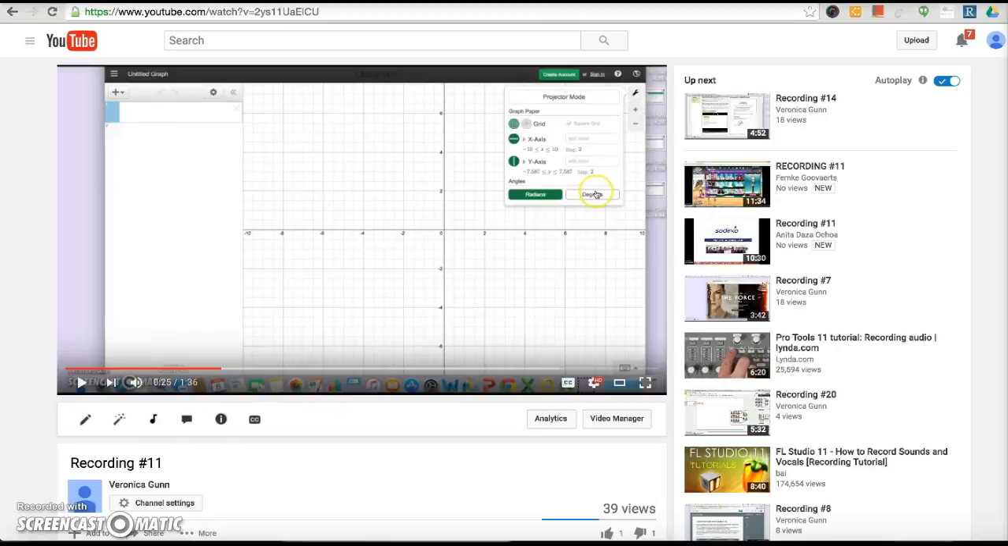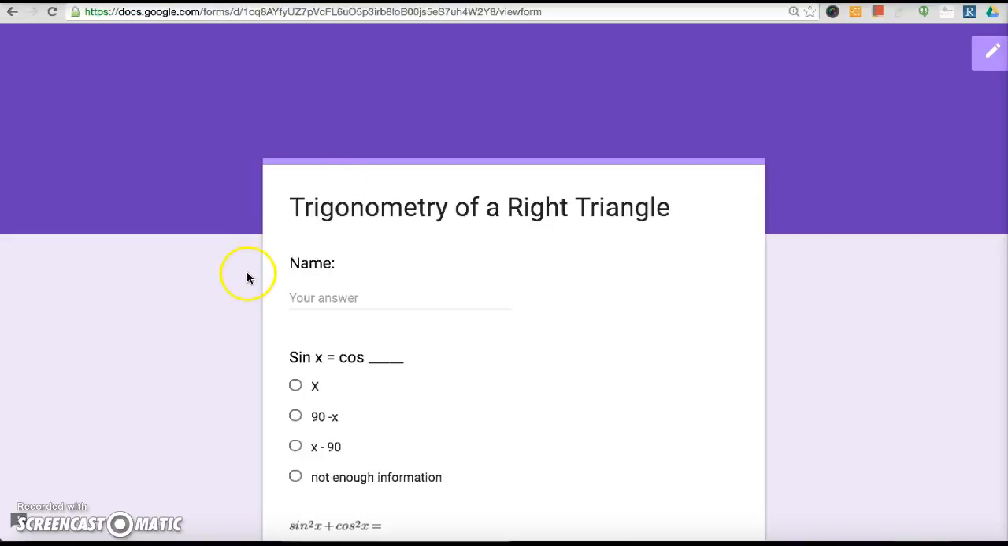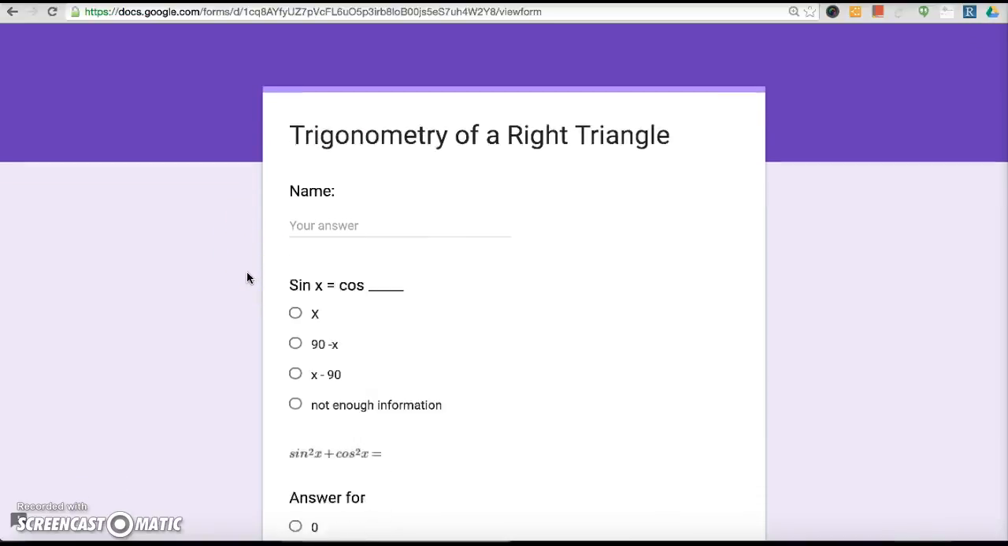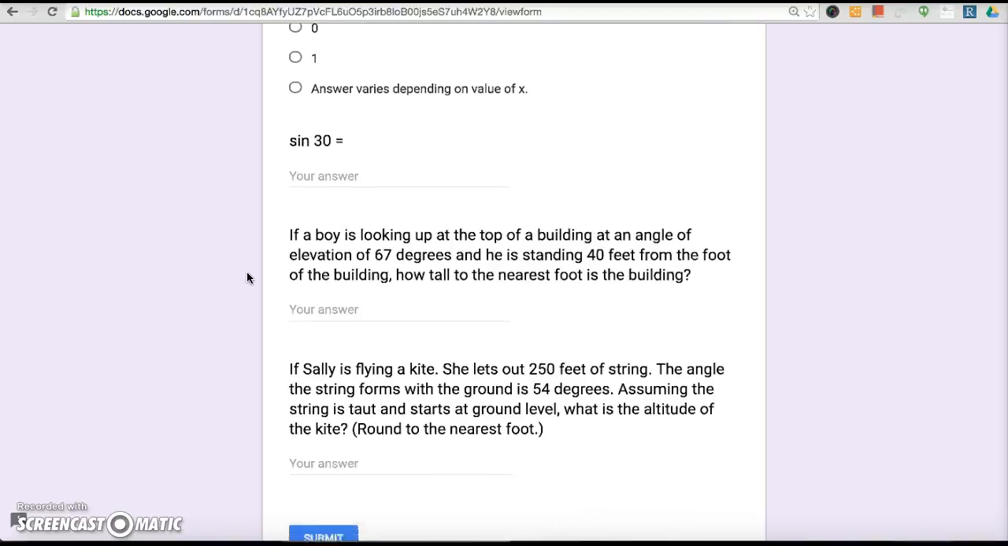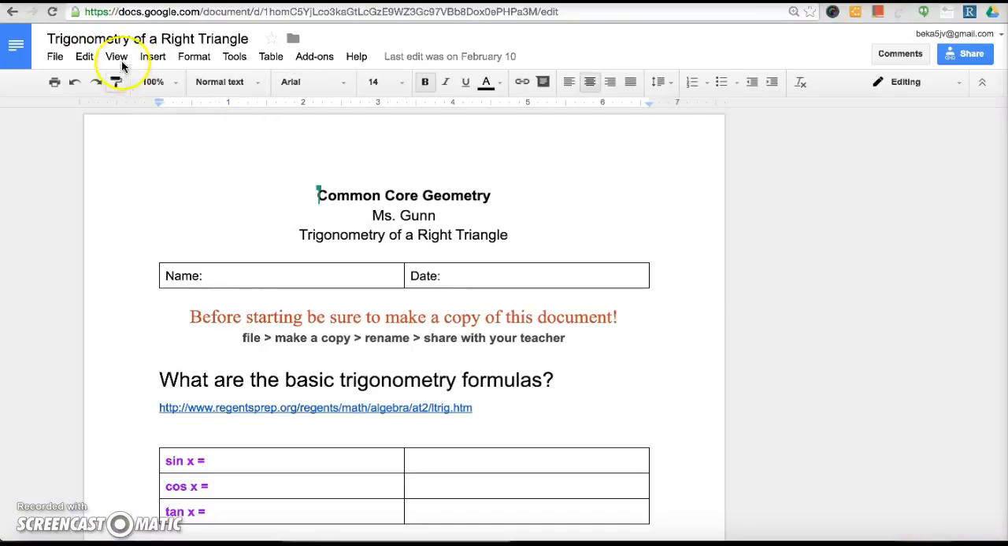Okay, so I'm going to get out of that so I can continue, but that was basically what the students would be able to do. Then they could go here to the Google form. They could fill out this Google form and submit it. I would be able to get the answers to that, and see how well they did and understood the lesson.